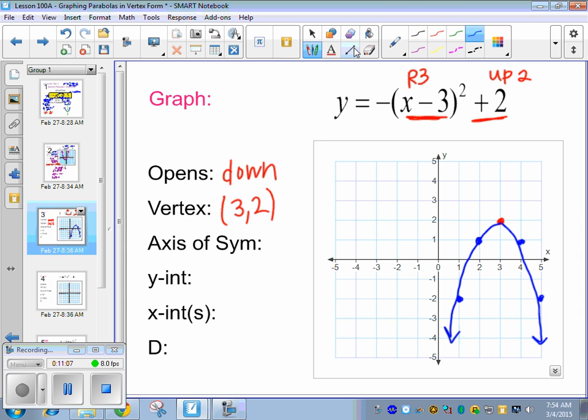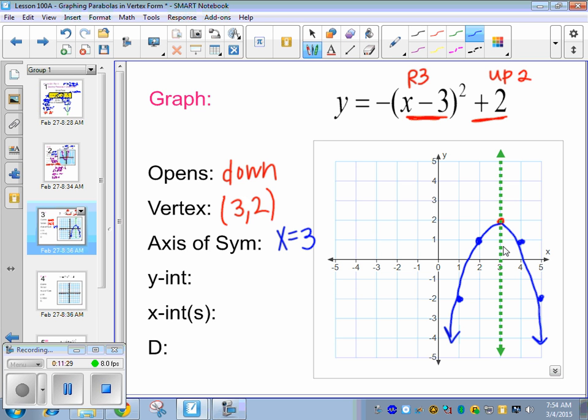Okay, drawing the axis of symmetry, so cut the parabola in half right here. And Daniel, what is the equation of the line of the axis of symmetry? X equals 3. Good. X equals 3 because it goes through 3 on the x-axis.